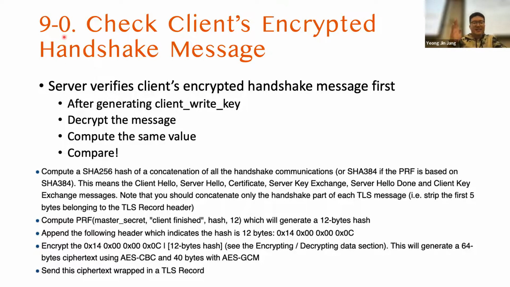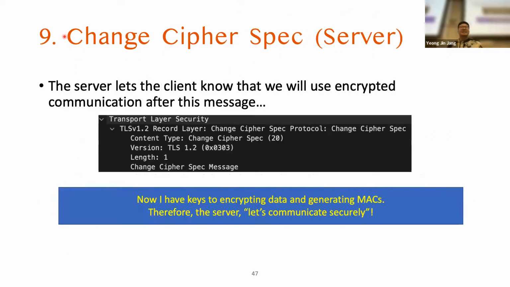Message 9 is where the client sends the encrypted handshake message. So the server needs to decrypt it and then compare the value. And then if that value is correct, the server can send the client the change cipher spec. So now the server is also ready to communicate in an encrypted communication.